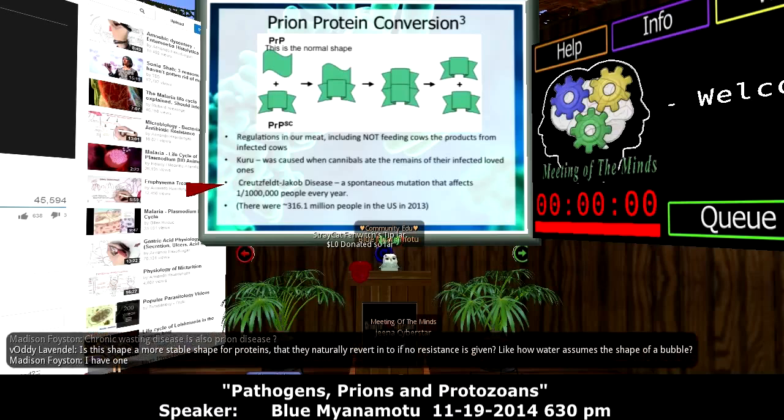Okay. Is this shape a more stable shape for proteins that they naturally revert into if no resistance is given, like how water assumes the shape of a bubble?